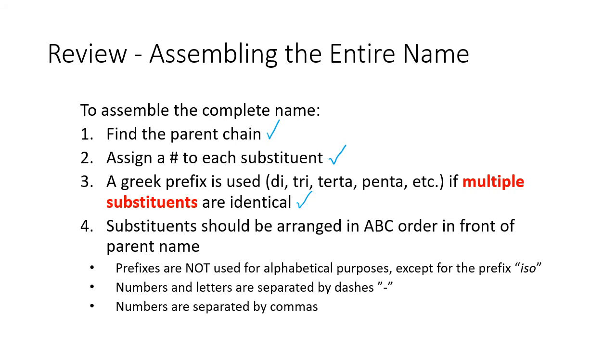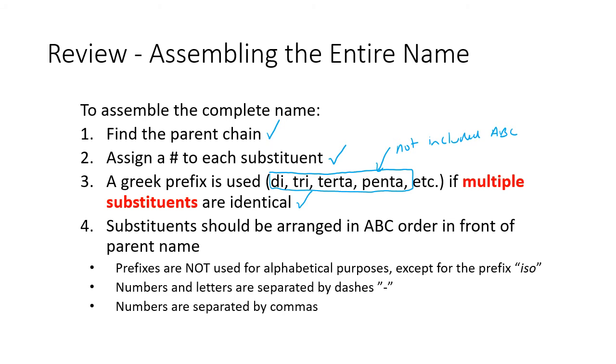But those Greek prefixes, whether it's di, tri, tetra, penta, are not included in ABC order. That part doesn't count, the di, tri, tetra, penta. It would be the methyl, ethyl, propyl, pentyl. That part would be what we look at. Then the substituents are arranged in alphabetical order in front of the parent name.